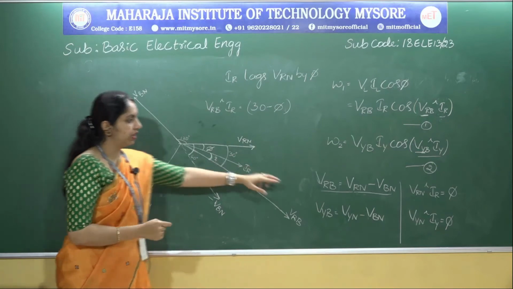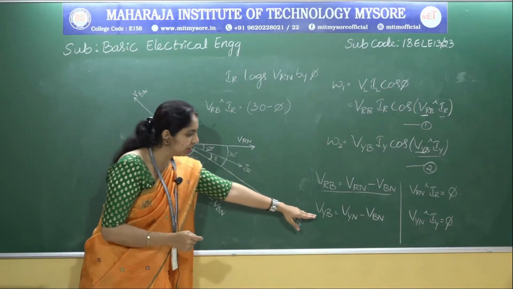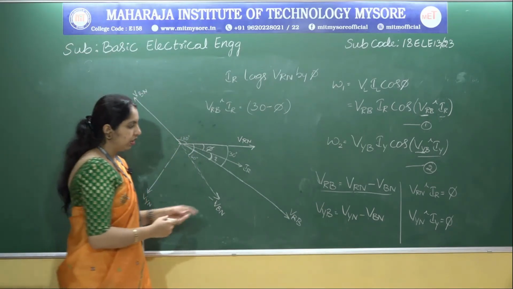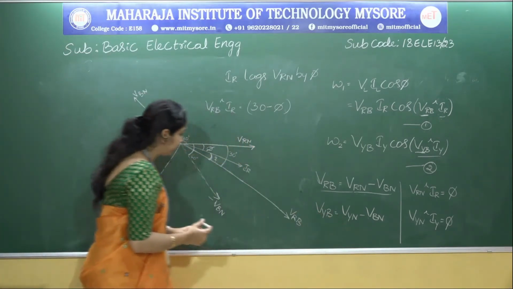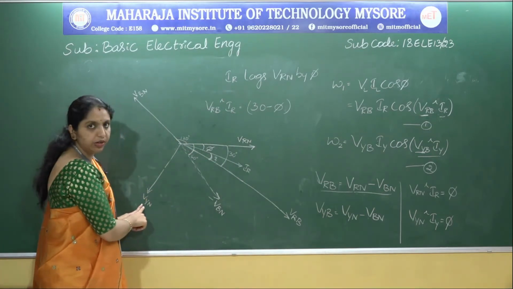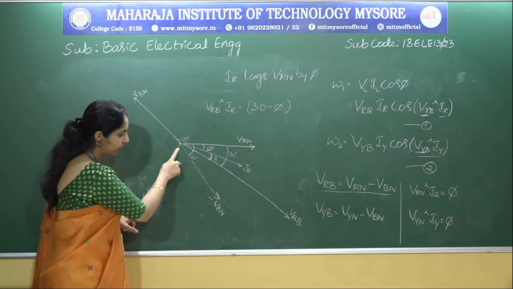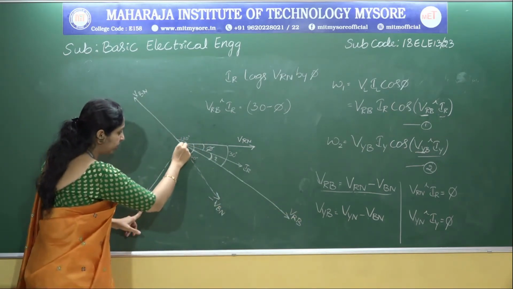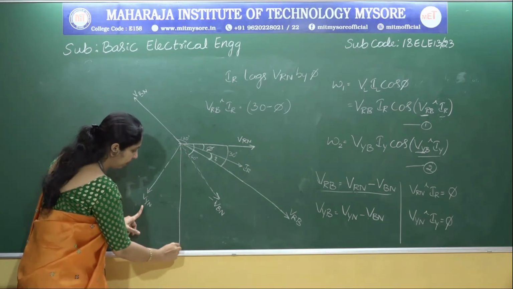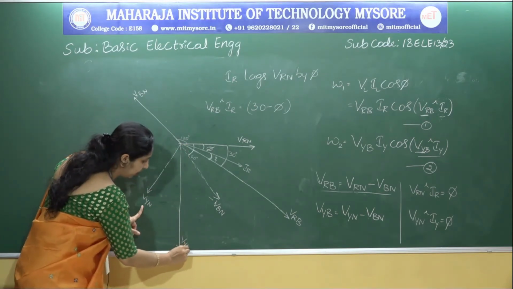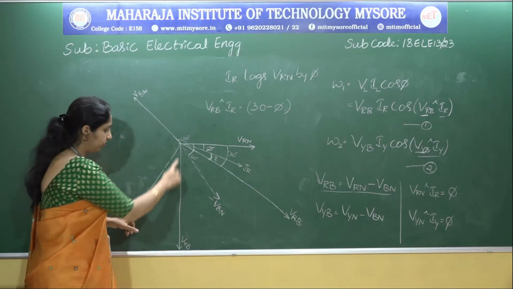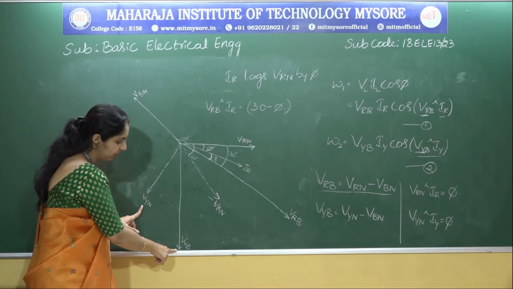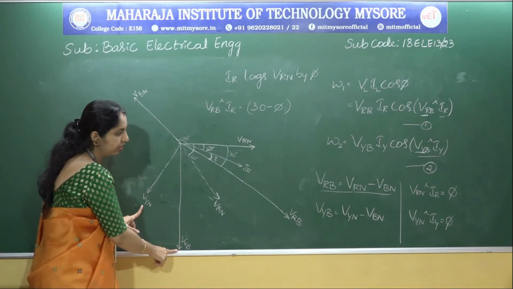Now let's get into the next equation, that is VYB is equal to VYN minus VBN. Here we have VYN, so where do we find VYN? This is VYN, and where is minus VBN? Of course we already have minus VBN. And which is the resultant one? The resultant one is VYB. Clear? So we have VYN minus VBN, and the resultant one is VYB, the line voltage.